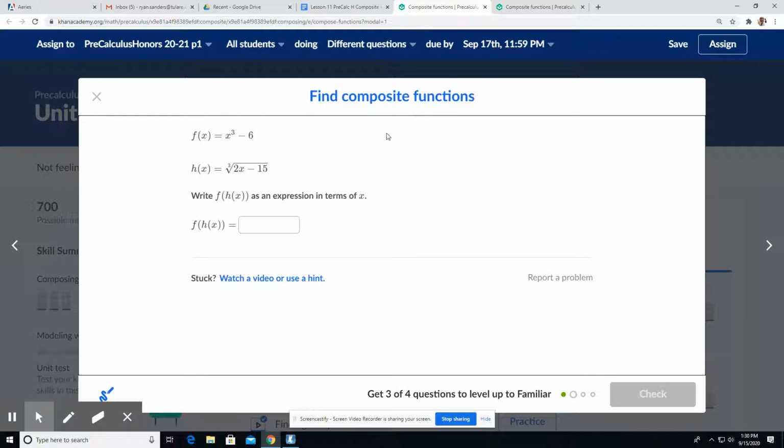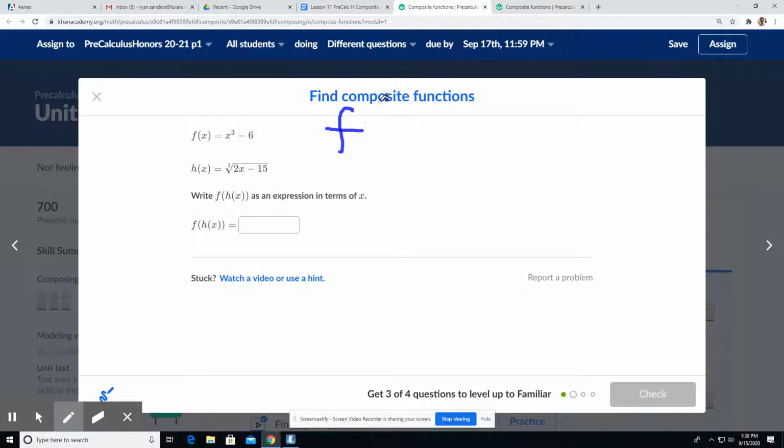All right, find composite functions. This is where we're doing the algebra, and basically we're asked to simplify this. Let's get the old pen going. All right, f of h of x. I'll go ahead and use my little skeleton here. This is the f function, so whatever we plug in there, we cube it, and then we subtract 6 from that. Inside there is our h function. Here's our h function right there.